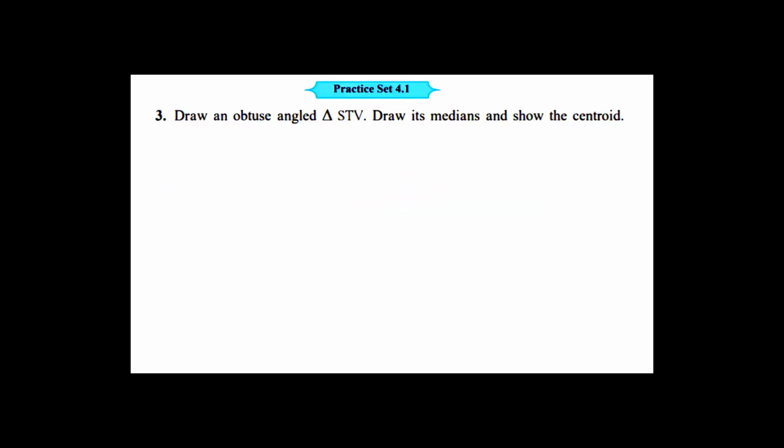Practice set 4.1. Draw an obtuse angle triangle STU. Draw its median and show the centroid. First, we have to draw obtuse angle triangle. What is obtuse angle triangle? Measure of one of the angles of a triangle greater than 90 degree is called obtuse angle triangle.